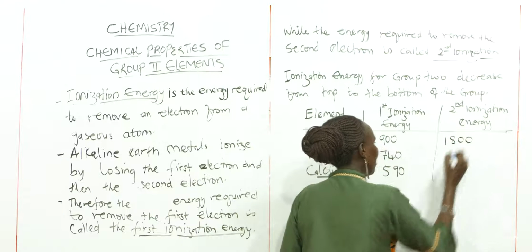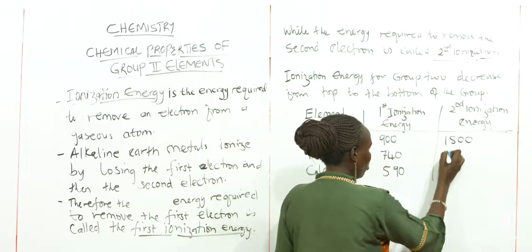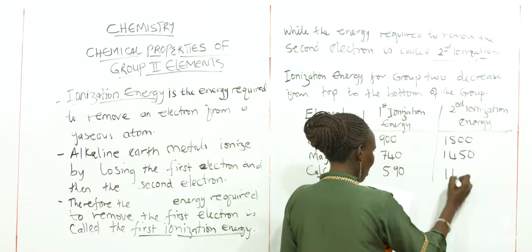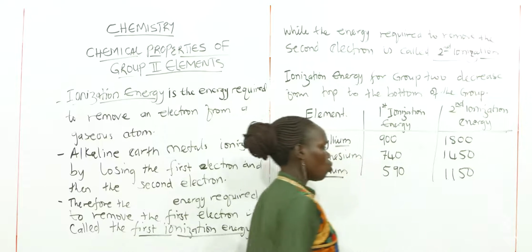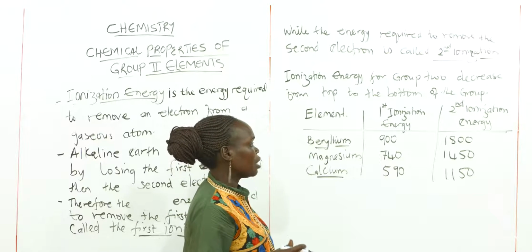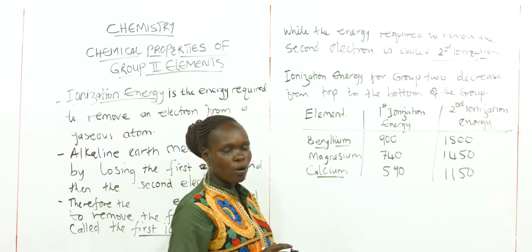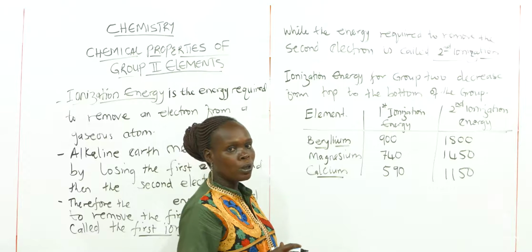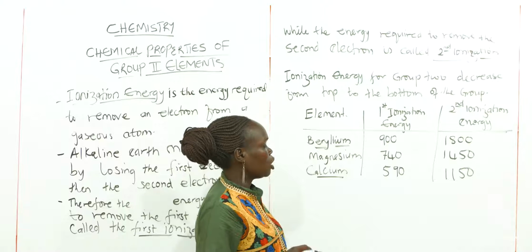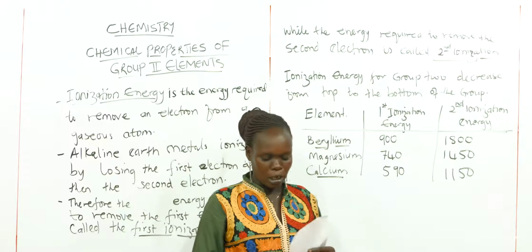So here also we are going to see the same thing with the second ionization energy. The first element here, beryllium, will have 1800, while the second will have 1450, and the last one will have 1150. So in this case, we have seen that the ionization energy decreases as we move from top to the bottom of the group 2 elements. So the group 2 elements represent the drop in ionization energy as we move from top to the bottom of the group.